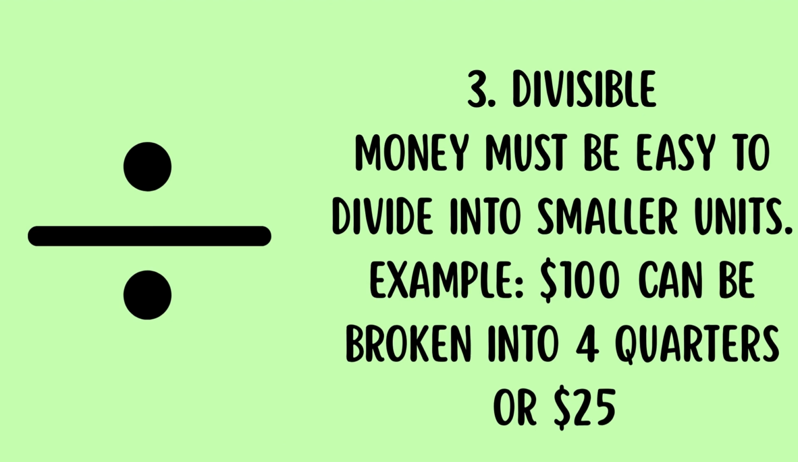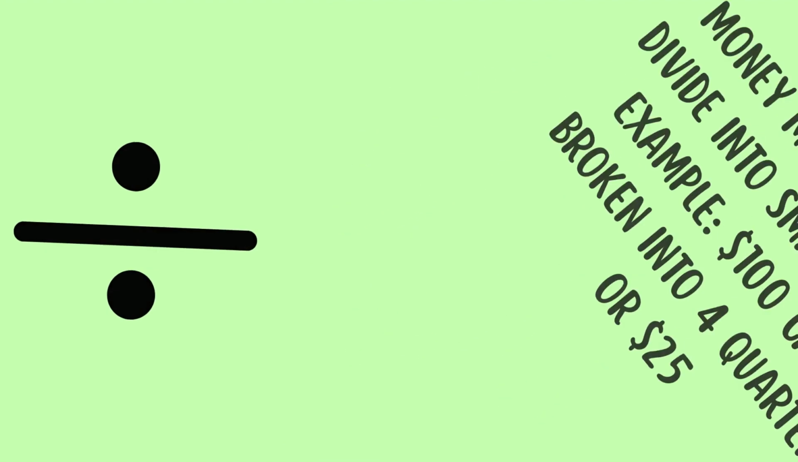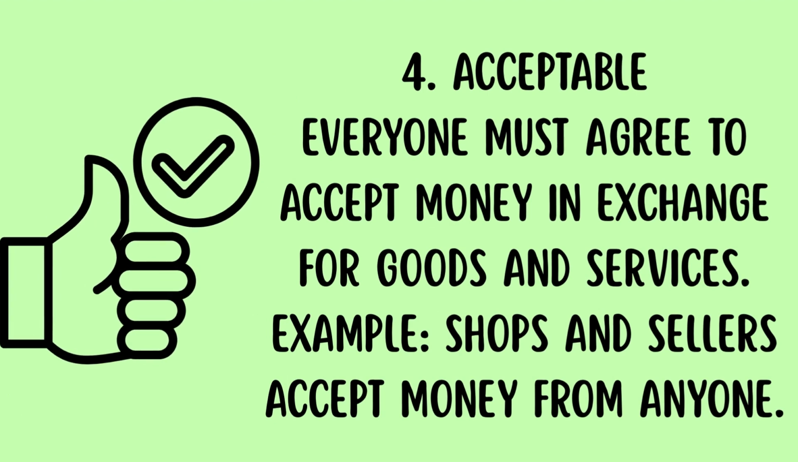Money must also be divisible. Money must be easy to divide into smaller units. Example, $100 can be broken into 4 quarters of $25. Money should be acceptable. Everyone must agree to accept money in exchange for goods and services. Example, shops and sellers accept money from anyone.